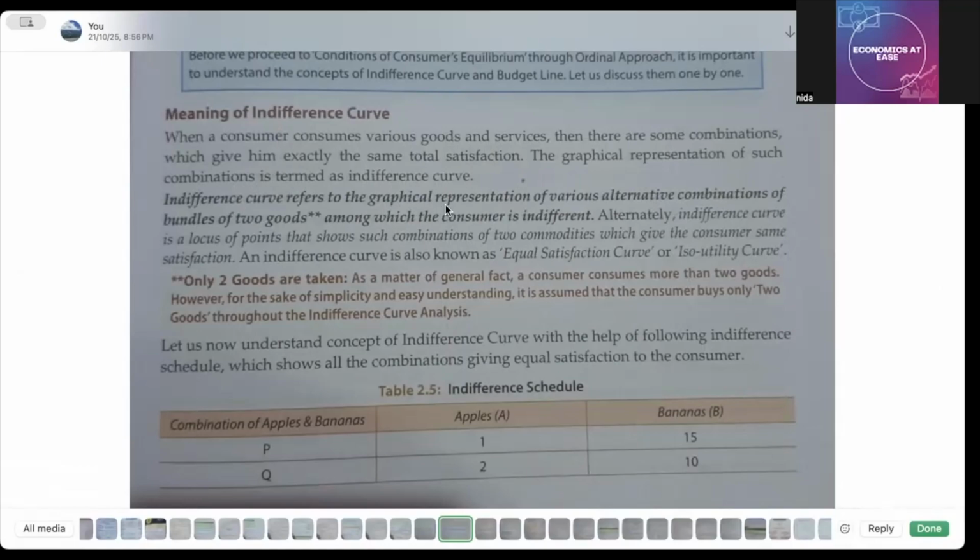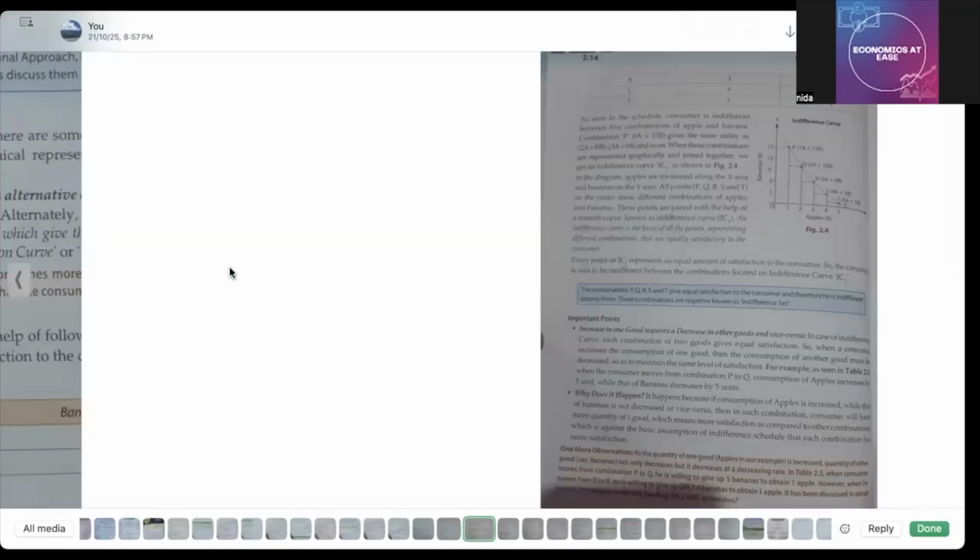Indifference curve refers to the graphical representation, a diagram you will draw, of various alternative combinations of a bundle of two goods, among which the consumer is indifferent. It means there is no change. The consumer is fully satisfied with the combination of two goods at a point. Alternatively, an indifference curve is a locus of points that shows such combinations of two goods which give the consumer the same satisfaction. So when we keep joining all the points, with different combinations of two goods, ultimately that is the indifference curve.